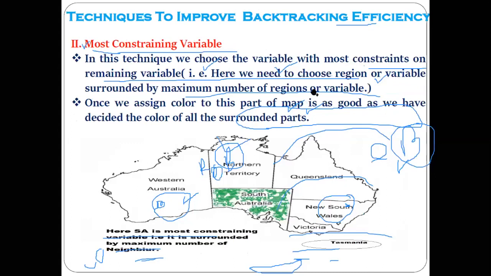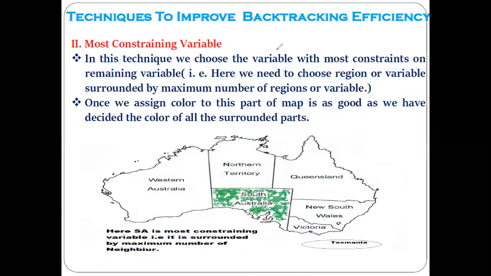Now see the next. Here we have the next, that is most constraining variable. These terms are slightly confusing, you need to focus here. The previous one was the least constraining value, which was related with the value. Here it is related with what? Variable. What was our first question? Which variable to select so that the number of backtracks can be reduced.